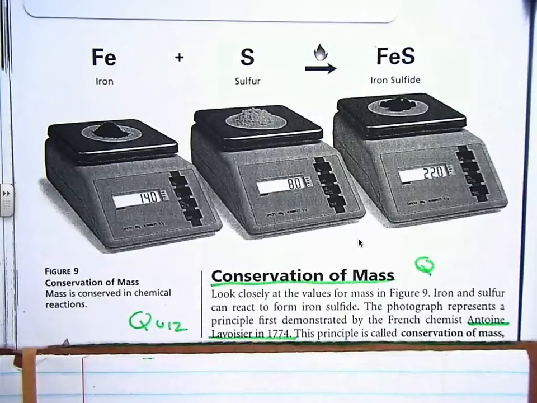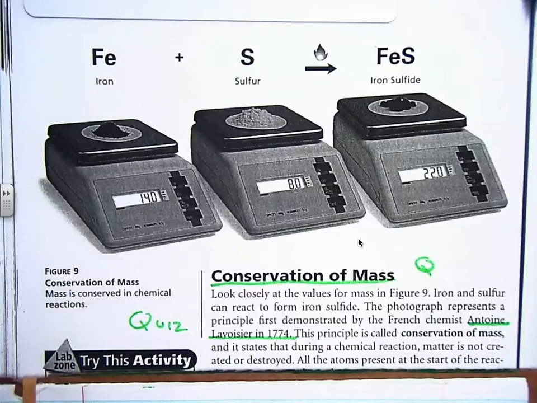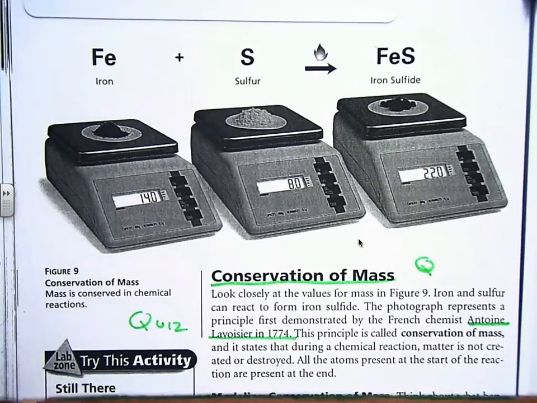This principle is called conservation of mass, and it states that during a chemical reaction, matter is not created or destroyed. All atoms present at the start of the reaction are present at the end. Modeling conservation of mass.